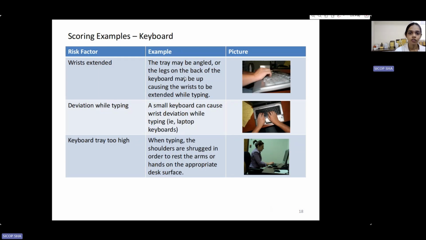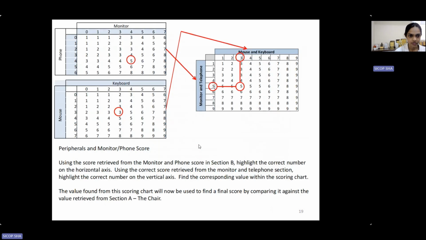Wrist extended: the tray may be angled, or the legs on the back of the keyboard may be up, causing the wrist to be extended while typing. Deviation while typing: a small keyboard can cause wrist deviation while typing, that is, laptop keyboards. Keyboard tray too high while typing: the shoulders are shrugged in order to rest the arms or hands on the appropriate desk surface.